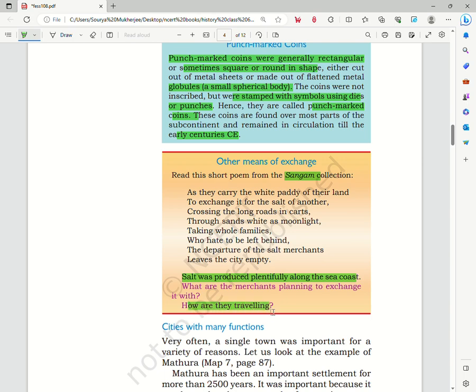How were they traveling? If we read the story, we can see crossing the roads in their carts. So we can see that the merchants used to travel using different types of carts. These were drawn by animals, mainly bullocks and cattle. So this is how they traveled.